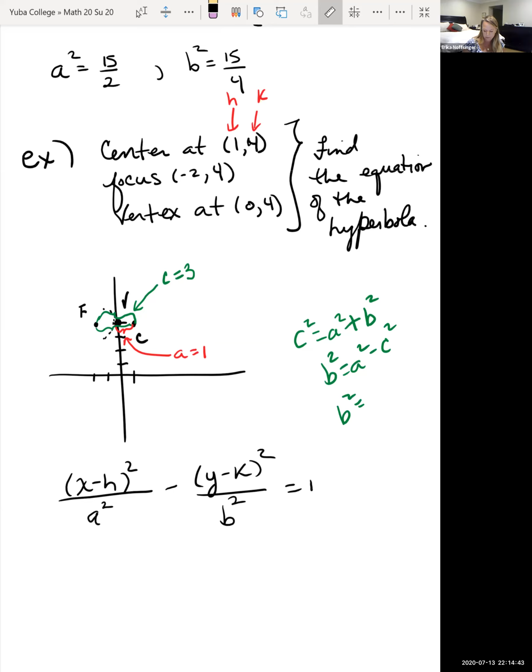A is 1 minus, oops, something's wrong. Sorry, c squared minus a squared. Getting a negative number, I knew that wasn't going to work. B squared is equal to c squared minus a squared. C squared, c is 3, 3 squared is 9, minus a squared, 1 squared is 1. So b squared equals 8.